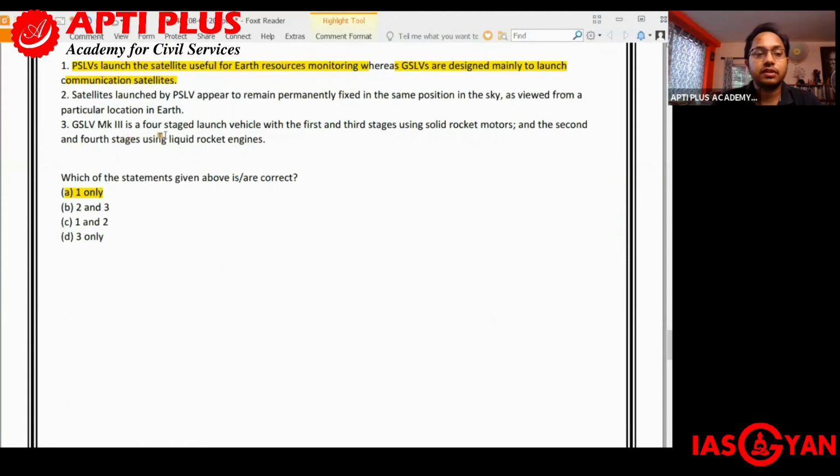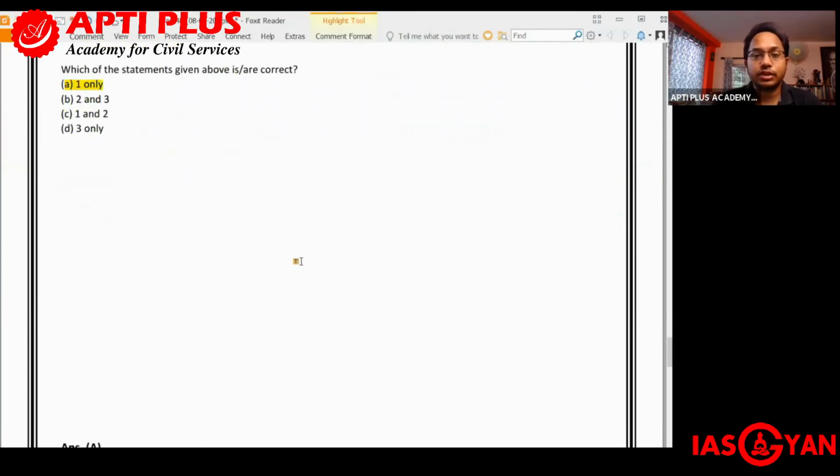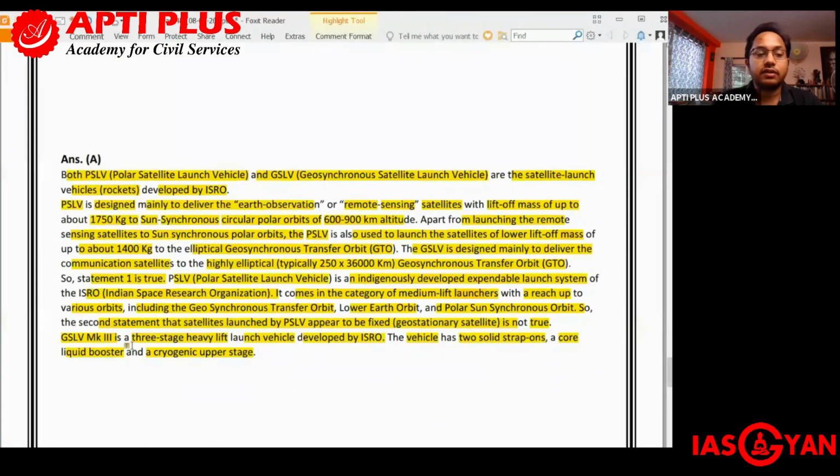So the statement that GSLV Mk3 is a 4-stage launch vehicle with the first and third stages using solid rocket motors is incorrect. GSLV Mk3 is a 3-stage heavy lift launch vehicle which has been developed by ISRO, and the vehicle has 2 solid strap-ons, a core liquid booster and a cryogenic upper stage.